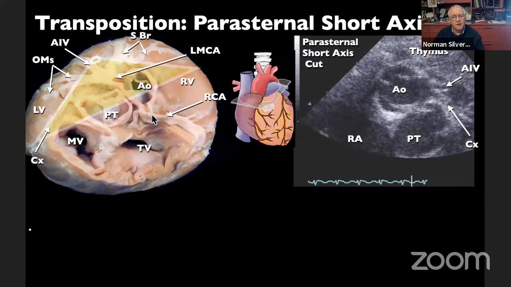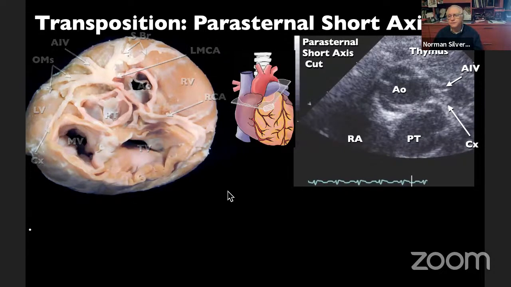So this is the right coronary artery arising from the aorta, which here apparently looks like it's left-sided, but from above, this is right. And there's the pulmonary trunk lying slightly posterior to it, and the origin of the left coronary artery showing the anterior interventricular and obtuse marginal branches and circumflex running around the left atrioventricular junction and showing the mitral and tricuspid valves.